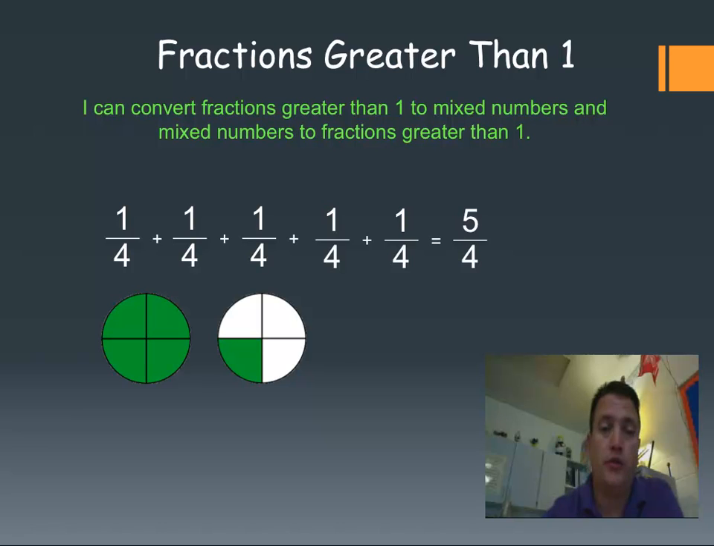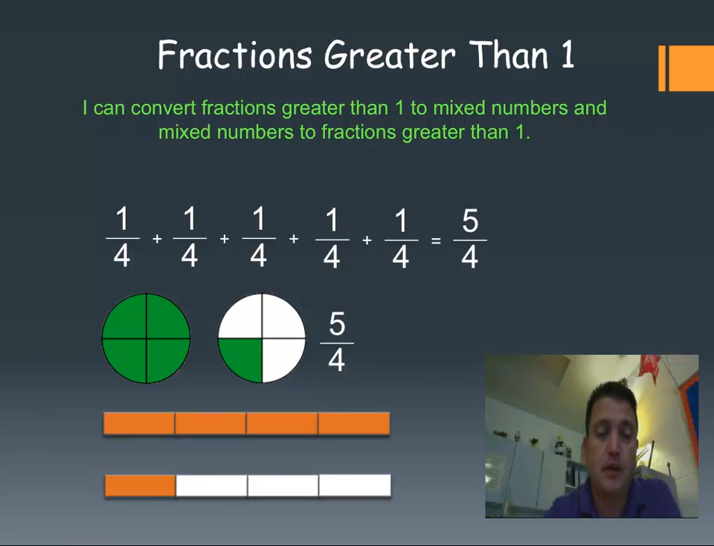So let's look at this picture right here. It equals 5 fourths because I've got one whole that's shaded in with all 4 parts green, and the second one has one of those parts. So that's 1, 2, 3, 4, 5 fourths. So this fraction is a fraction greater than 1. We can also do it as a fraction bar if you prefer it that way. You can see here I've got all 4 of these filled out, shaded in, and I've got one of these for a total of 5 fourths.